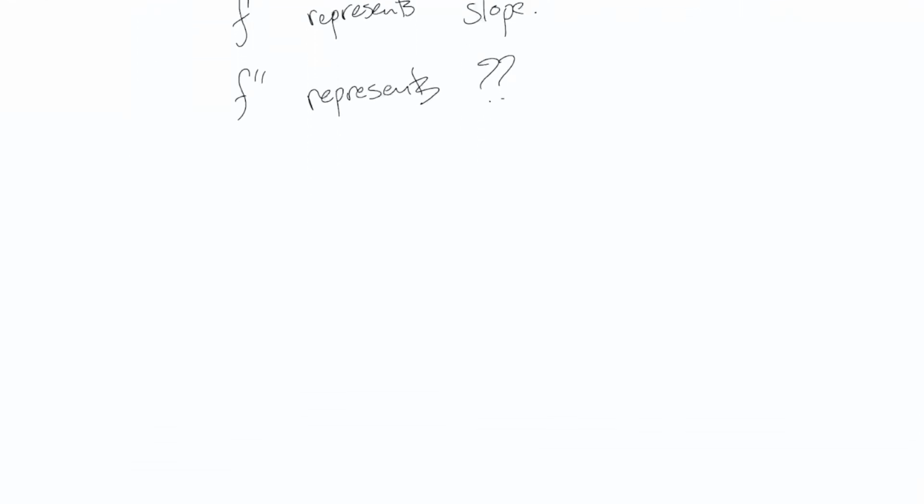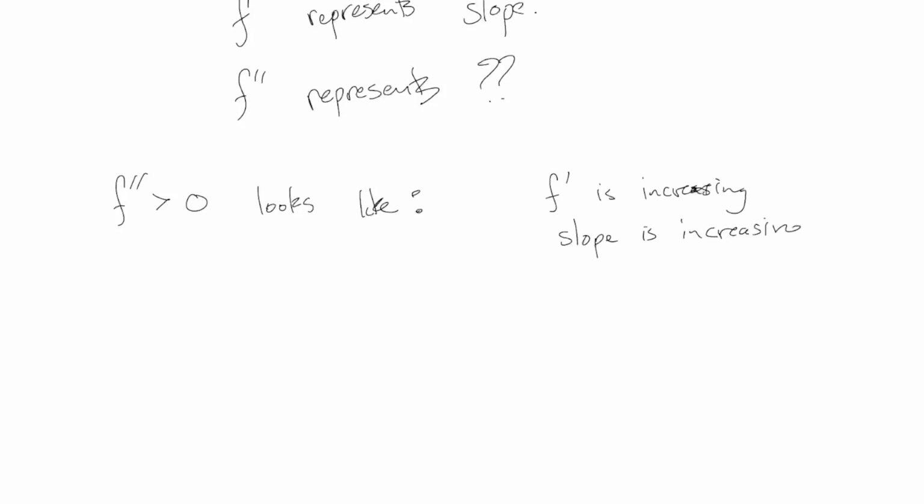How to approach this? Let's think specifically about what f double prime greater than 0 looks like. The second derivative being positive means the first derivative is changing in a positive way. So this means f prime is increasing, which is to say the slope is increasing. That's what it means to say the second derivative is positive. It means that the first derivative is itself increasing. Another way of saying that is the slope is increasing.